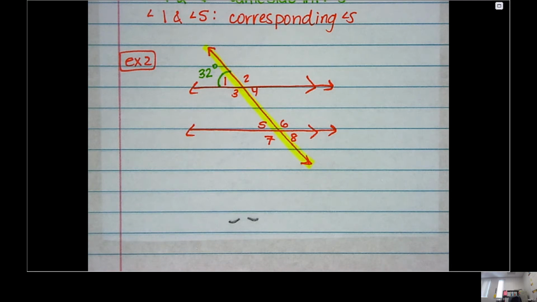All right, who can raise their hand and give me one angle that they know for sure. Kavari, what do you think? You know angle 7. What's angle 7? 32. Why?